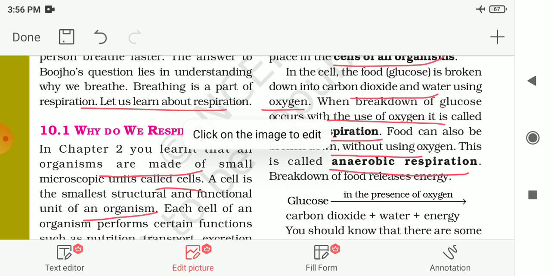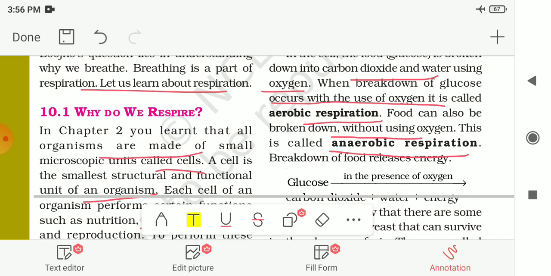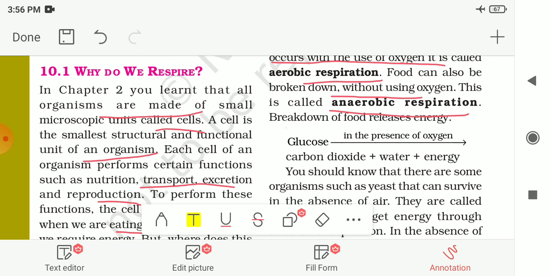There are two types of respiration, that is aerobic respiration and anaerobic respiration. In aerobic respiration, the oxygen is used, and in anaerobic respiration, the oxygen is not used, or you can say without the use of oxygen, the food or glucose is broken down into energy, carbon dioxide and water, and every time the energy is released.